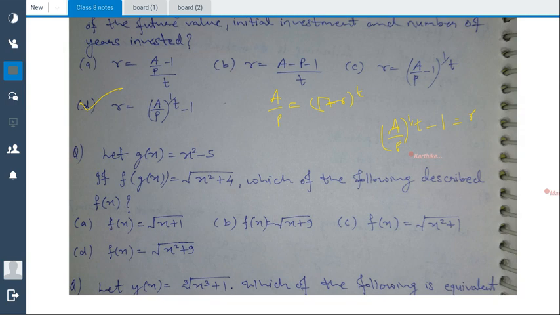What do you have to do here? g of x equals x squared minus 5. If f of g of x equals root of x squared plus 4, then describe f of x. Come on. f of x squared minus 5 equals root of x squared plus 4. So, wait. f of root.